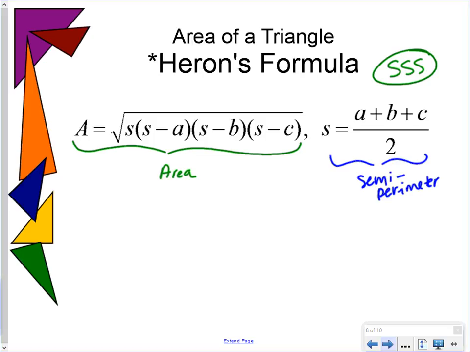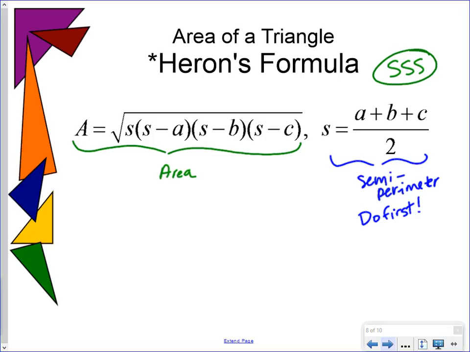So you actually have to do the semi-perimeter first. If you know all three sides, add them up, divide by 2, get that half of your perimeter, and then you use that number with all the sides to calculate the area.